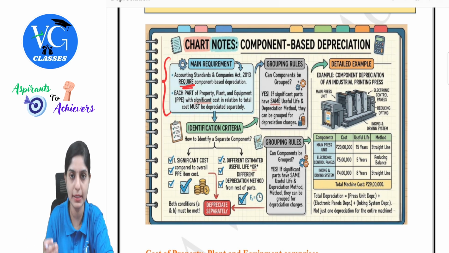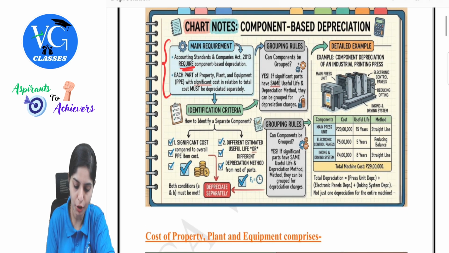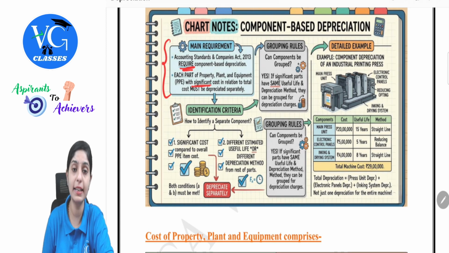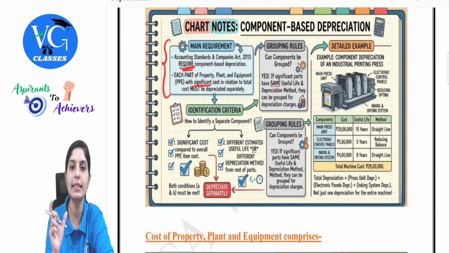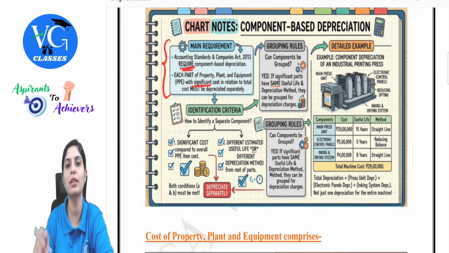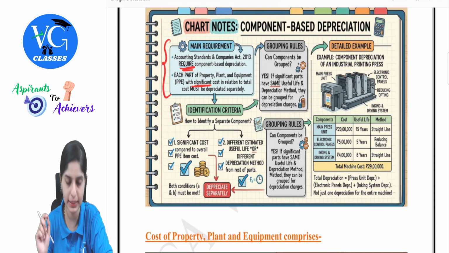When will this become necessary? There are certain factors which need to be looked into. See, each part of property, plant and equipment with significant cost, the significance is very important here, in relation to total cost must be depreciated separately. So if we have a different set of parts contributing to a total asset, and if that part has a significant cost in comparison with the total cost of property, plant and equipment, that will be treated based on component based depreciation.